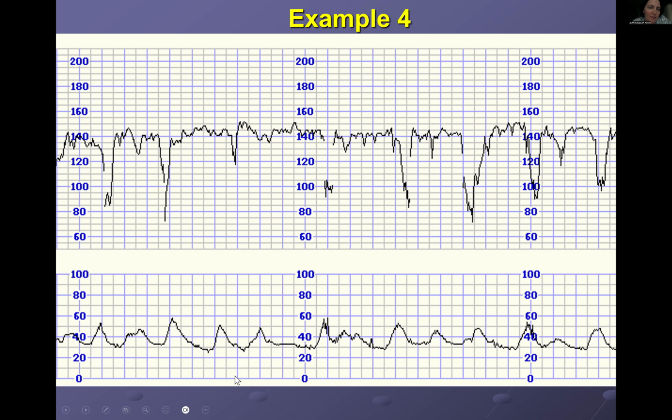Then that's the baseline rate. So what do you think is the baseline rate? The baseline 140. Yes, I agree with you, which is fine. 140 is neither tachycardia nor bradycardia, so that's fine.